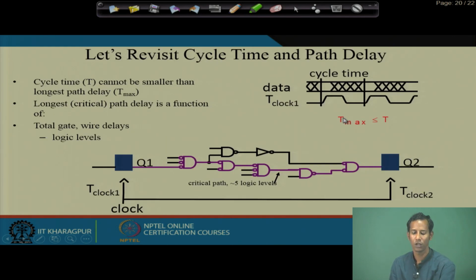Okay. So, now again let us revisit the cycle time and the path delay. In this particular case, we see this is the clock and this is the data. When there is a cross, at that time the data are basically changing. When there is only white color, at that time the data are not changing.